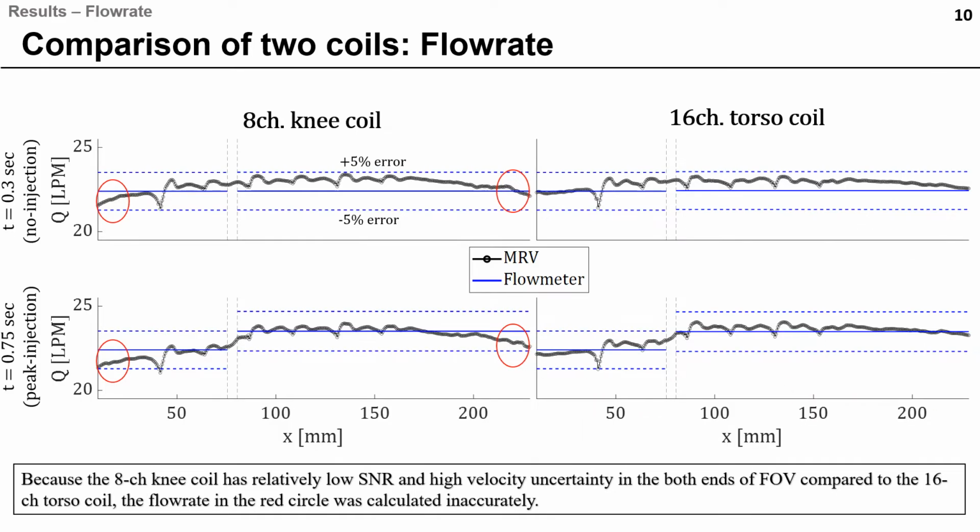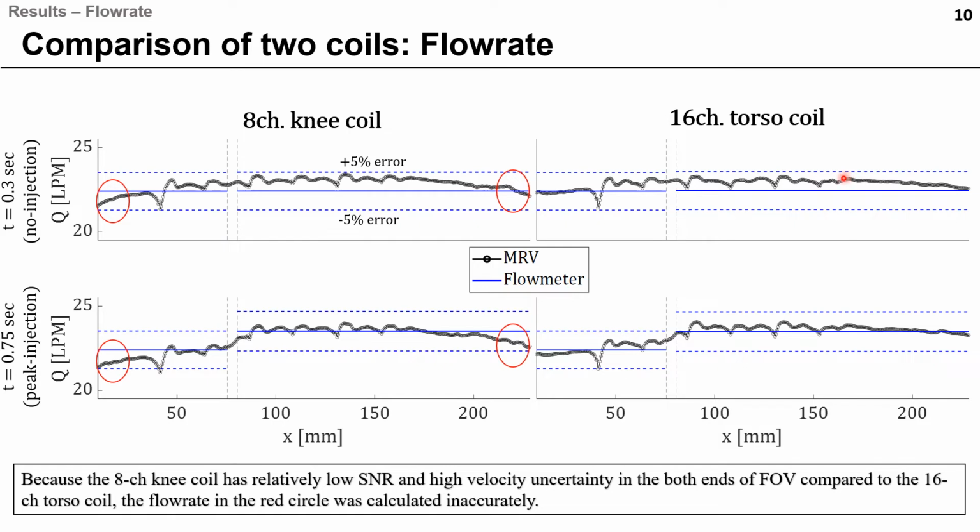So to see the effect of the former result, we calculated the flow rate of both coils along the mainstream-wise direction. As you can see, the flow rate of both coils is slightly overestimated compared to the flow meters. But these two still converge within the plus or minus 5% error region. And we can think that the flow rate was very well calculated compared with the flow meters.